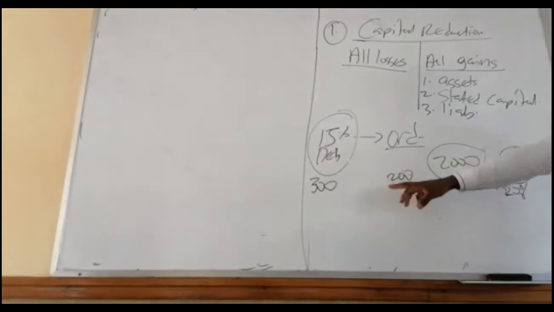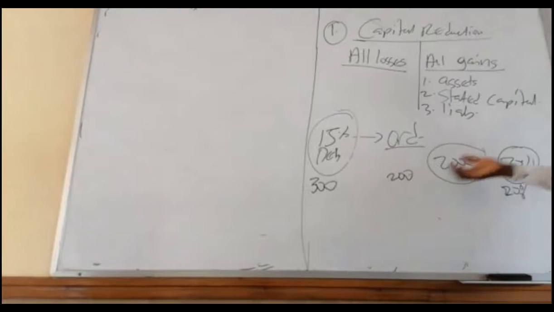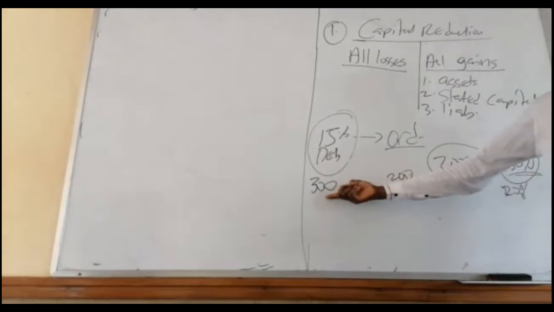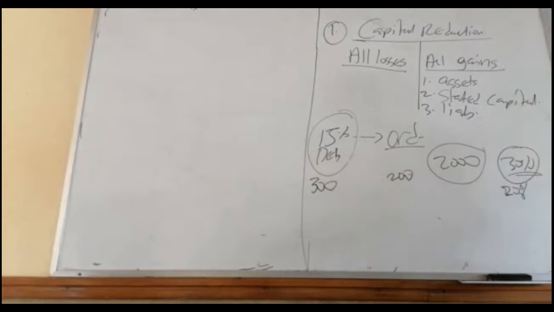So the company will gain by what? 100. We are using 200 to pay something costing us what? 300. So always, the company will gain. So I write it here: the company will gain. So that's the losses. So the gains are coming from where? Liability. Okay.